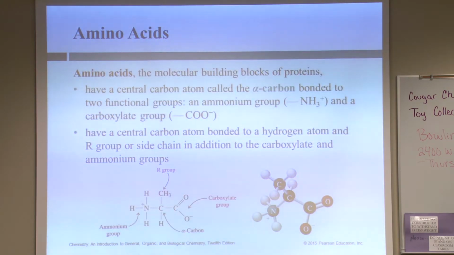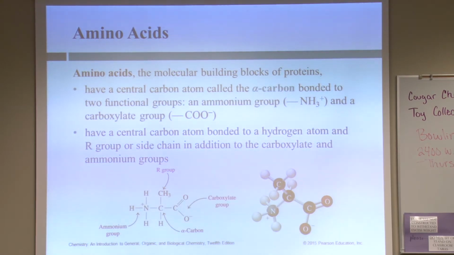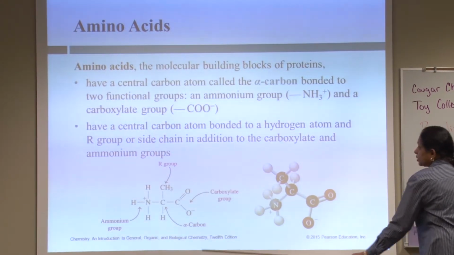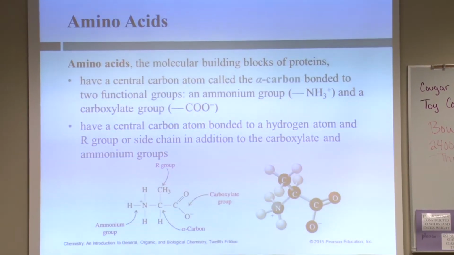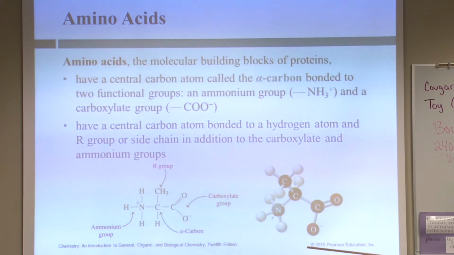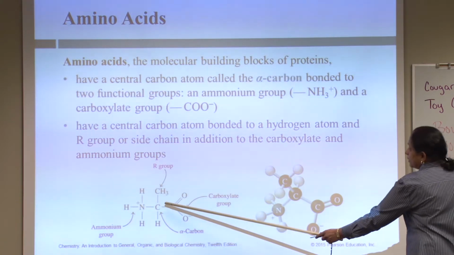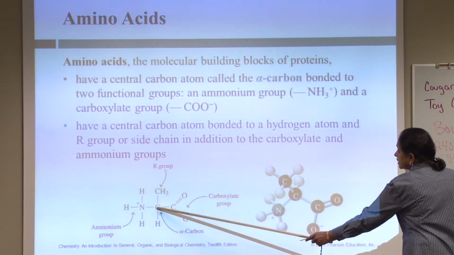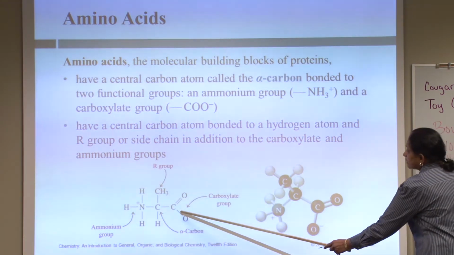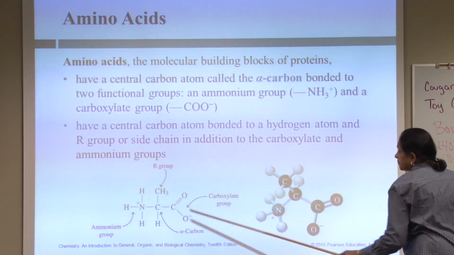Now we are looking at the monomer, the individual molecule that makes up the protein, the amino acid. Like I said, amino acids are the molecular building blocks of proteins. This is the structure of an amino acid, and we can see that it has many components to it. This is the ball and stick model. It is a complex molecule, and it has a central carbon. This is the central carbon of the amino acid, called the alpha carbon. It is bonded to two functional groups, the carboxylate group and the amino group.